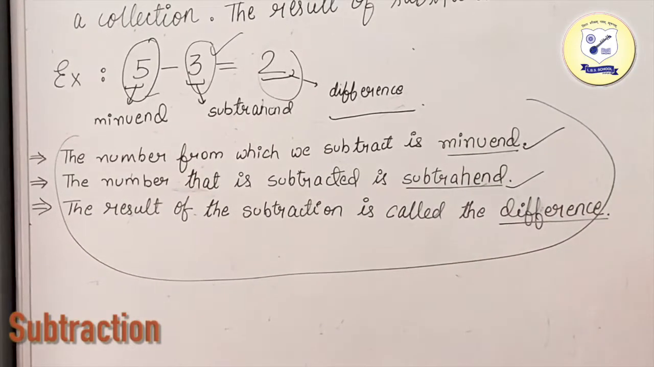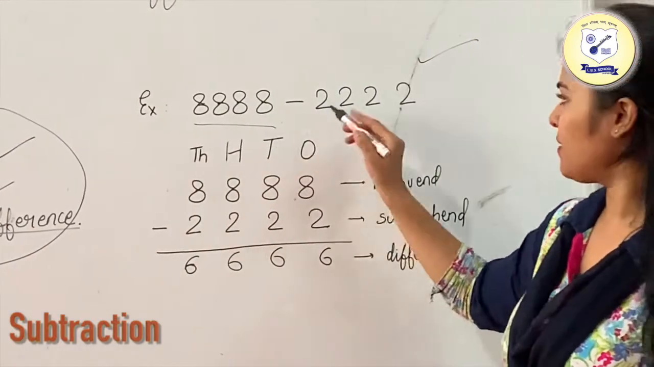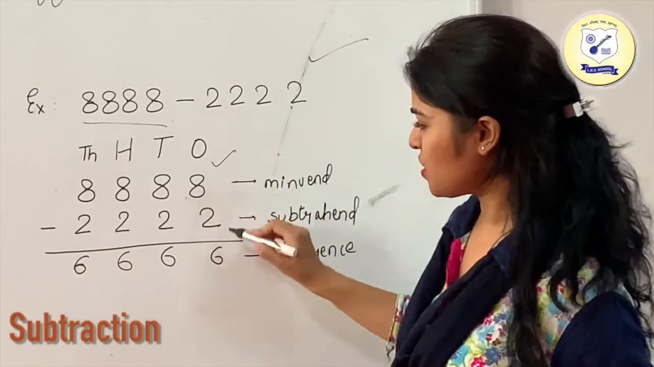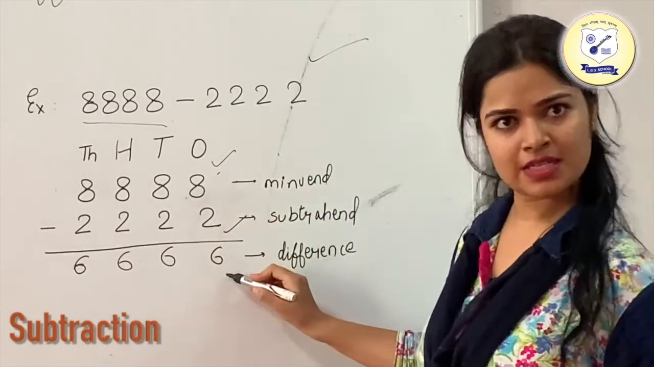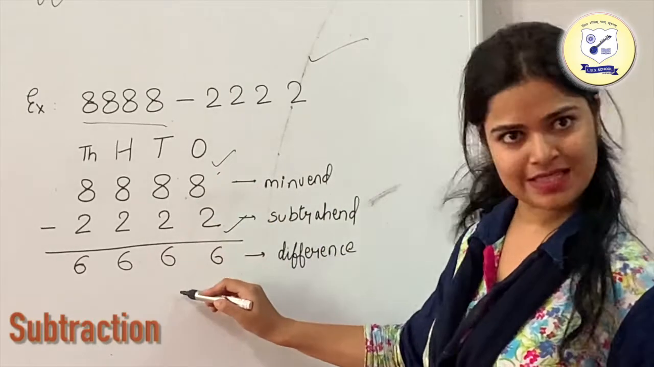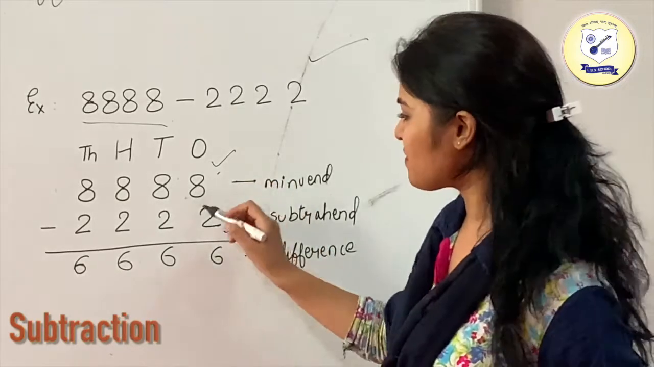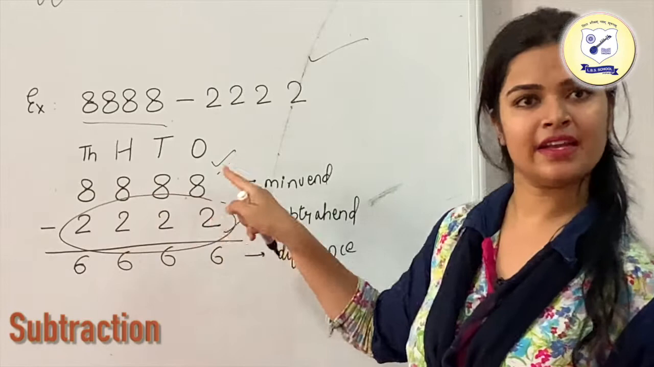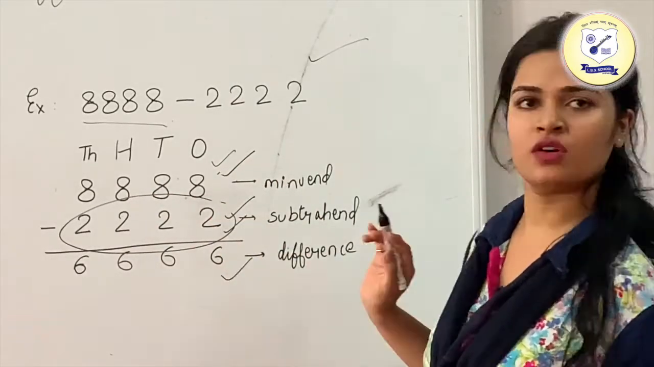So we have another example for you. 8888 minus 2222. So we have subtracted this. From this we have 8 minus 2 is 6, 8 minus 2 is again 6, 8 minus 2 is 6, and 8 minus 2 is 6. We have subtracted 2222 from 8888. So this is your minuend, this is your subtrahend, and this is your difference.